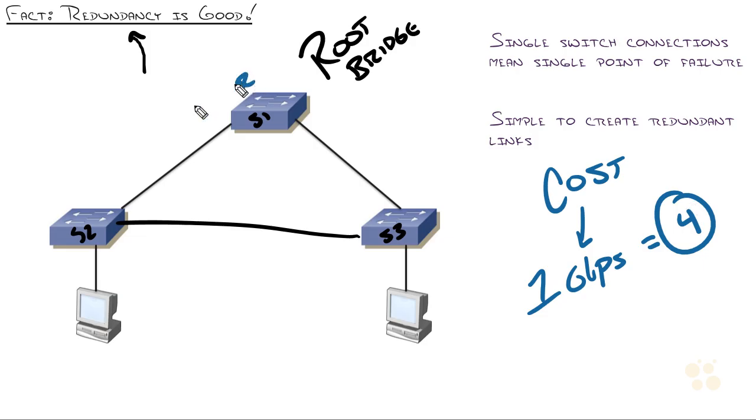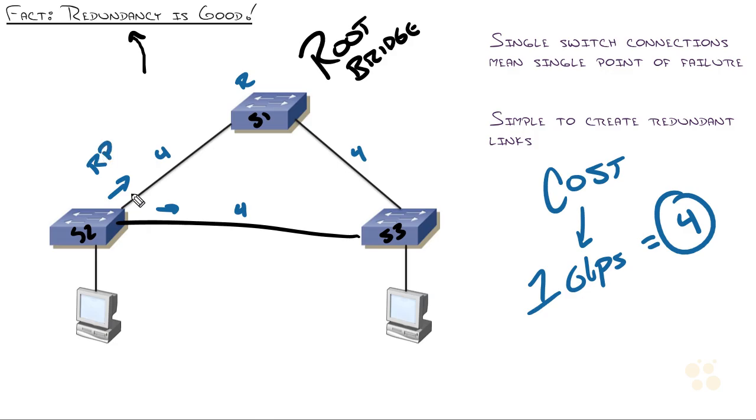So if this guy's the root, then switch 2 says, okay, well, what's the best way to get to the root? I could go this way and it's a cost of 4, or I could go to the right through switch 3 and it's a cost of 4 plus 4. That would be a cost of 8. This is definitely the best way. I'm going to call that my root port.